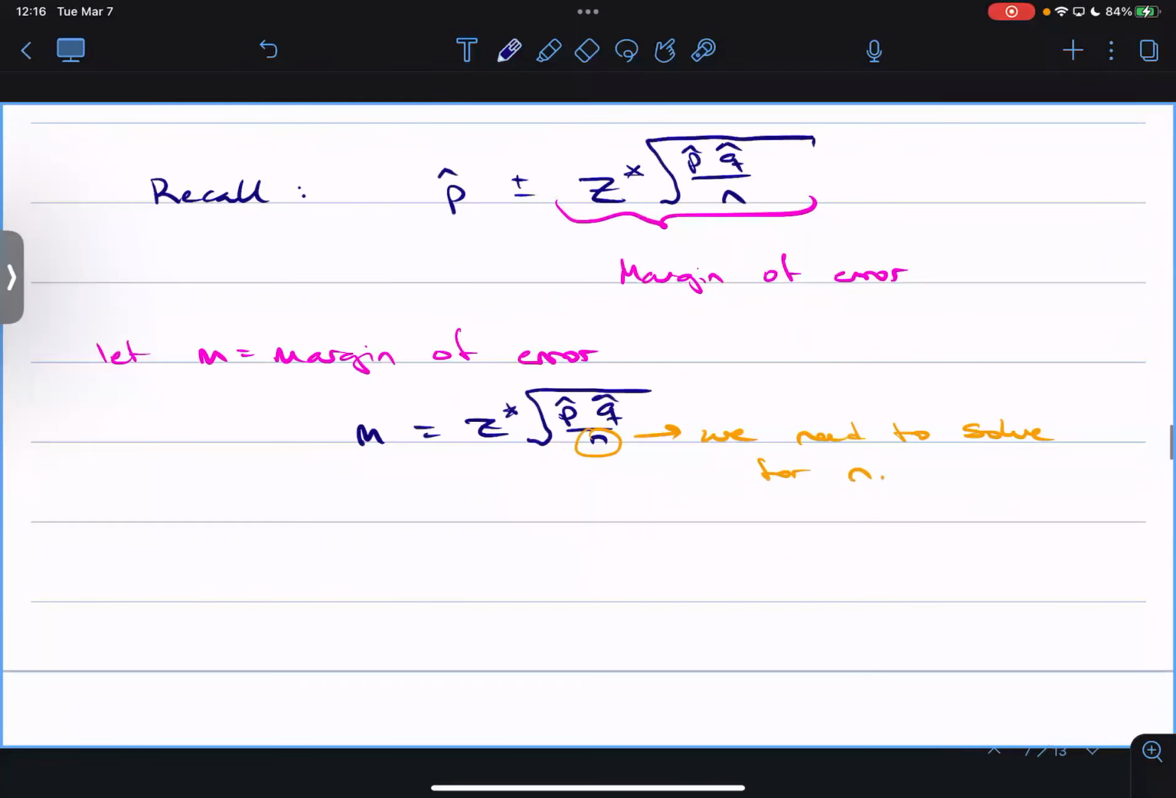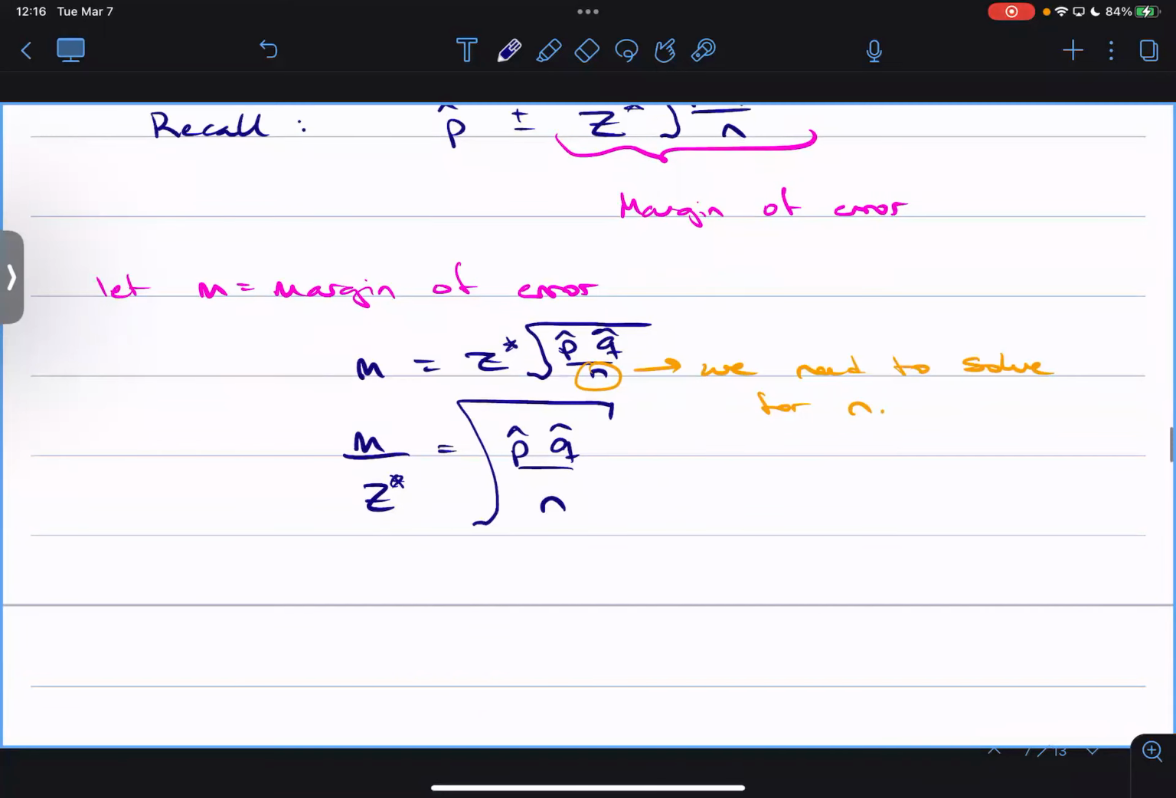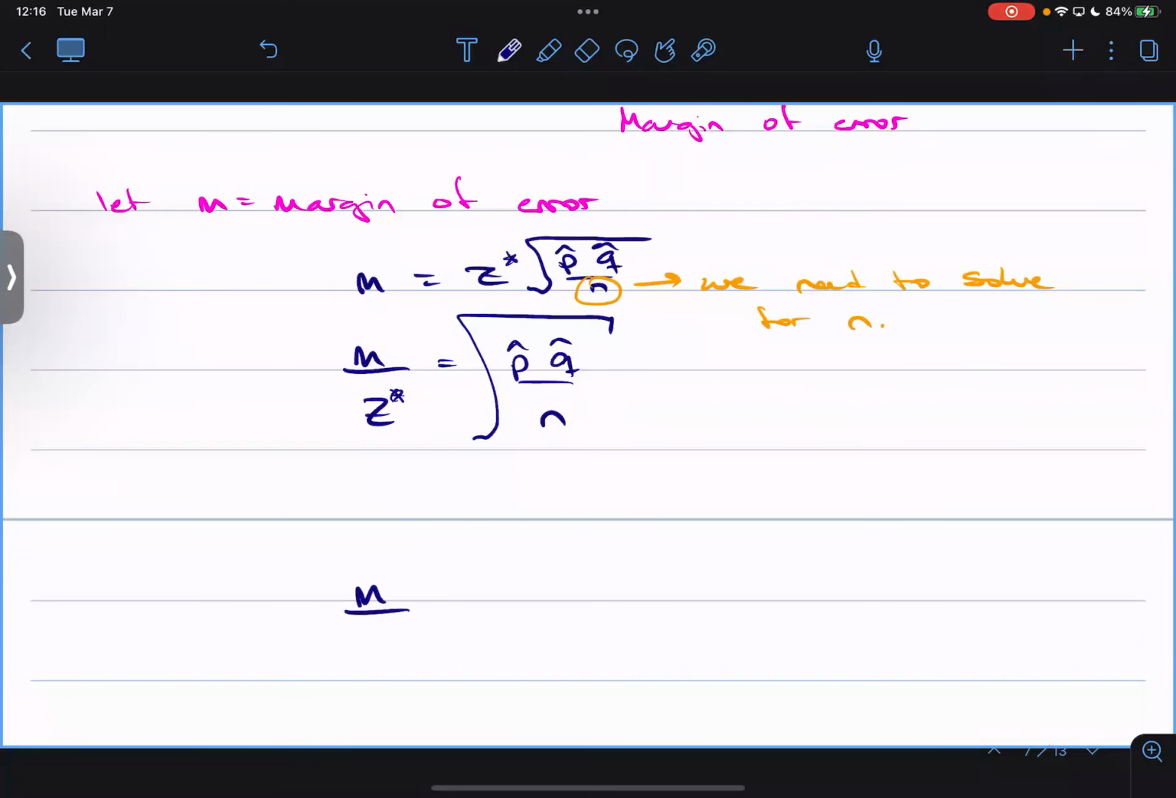Solving for n, I get m divided by z star. And you don't need to do this derivation. I just want to show you where it came from. And then you don't need that formula on your formula sheet. If you're okay deriving it every time, that's fine too. So this is going to be times the square root of p hat q hat over n. If I square this, that is going to be p hat q hat over n.